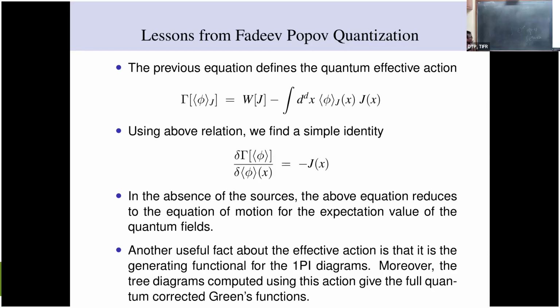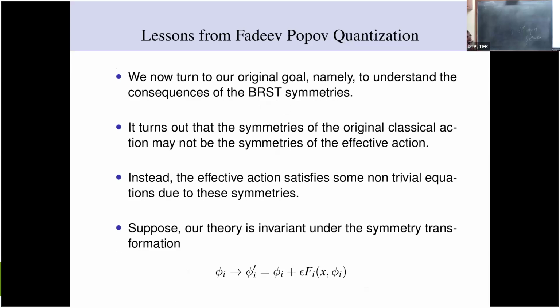So in the absence of the source, this equation reduces to the equation of motion for the expectation value of the quantum fields. Another useful fact about the effective action is that it is the generating function for 1PI diagrams. With 1PI diagrams, you only need to do tree-level QFT, and that will give you the full quantum corrected Green's function.